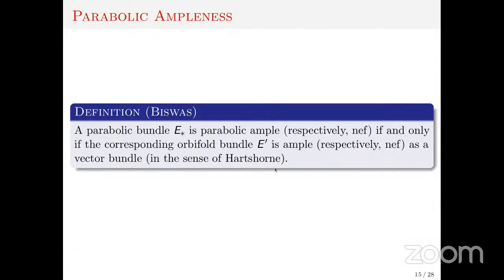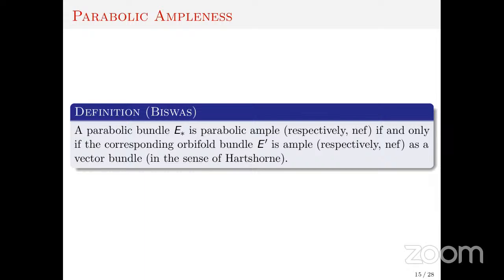Again, the parabolic ampleness is introduced by Biswas. So a parabolic bundle E star is parabolic ample, or respectively parabolic nef, if the corresponding orbifold bundle E prime is ample. E prime is a vector bundle on Y. So E prime is ample, or respectively nef, as a vector bundle in the sense of Hartshorne that we have already mentioned.